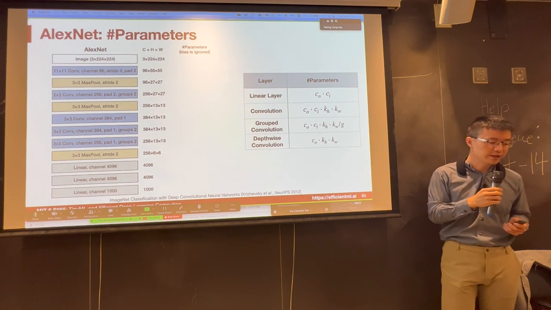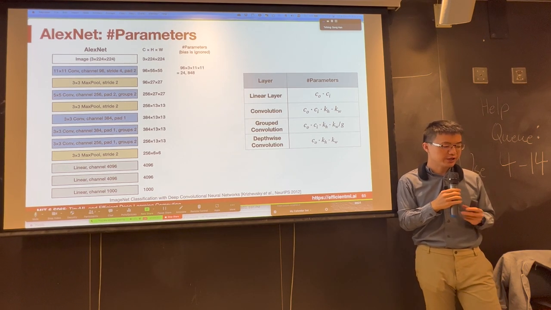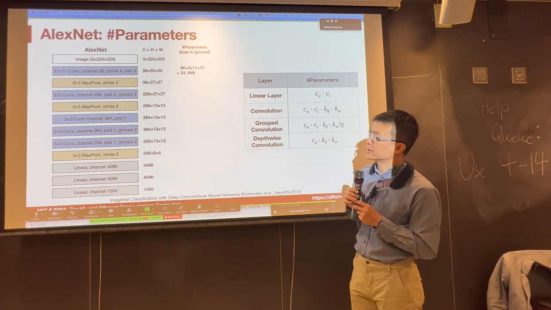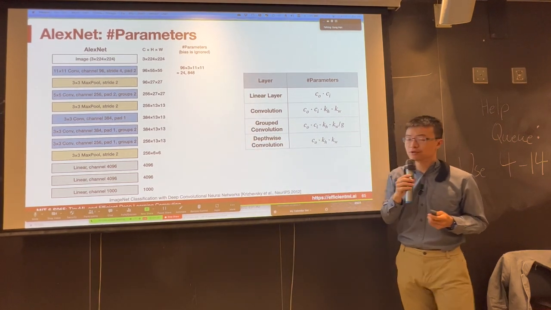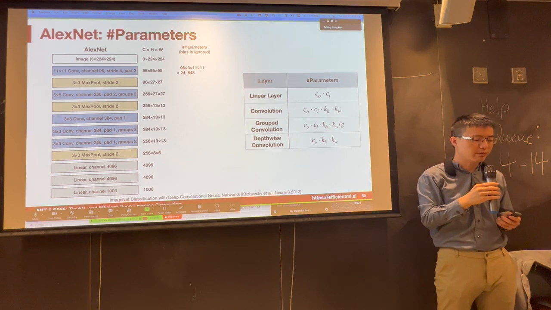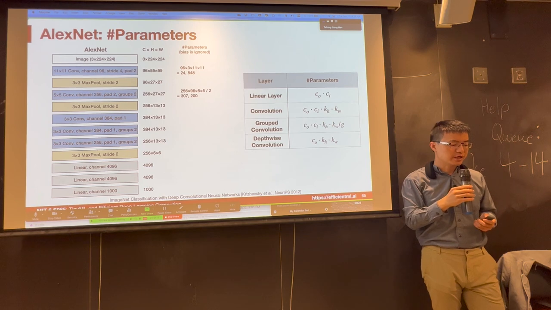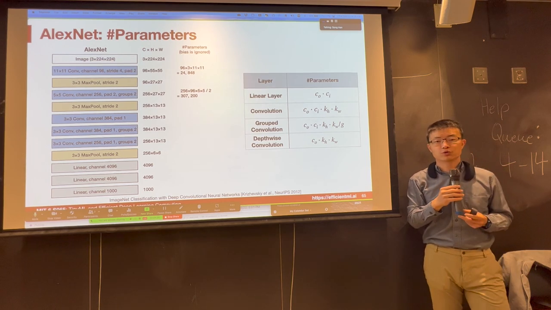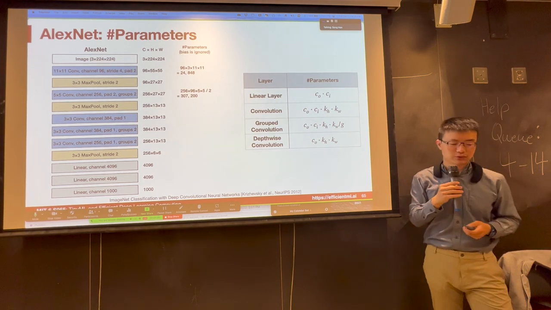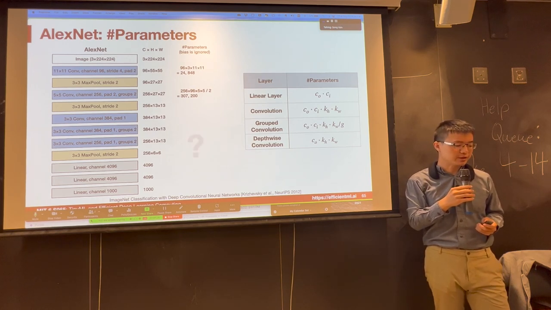So here is the calculation of the number of parameters for AlexNet. The first layer has an 11 by 11 kernel size, three input channels, and 96 output channels. Multiply them together, and we have 24K parameters. The second layer has a 5 by 5 kernel, 96 input channels, and 256 output channels. Since we have a group of two, we divide it by two, giving roughly 300K parameters.